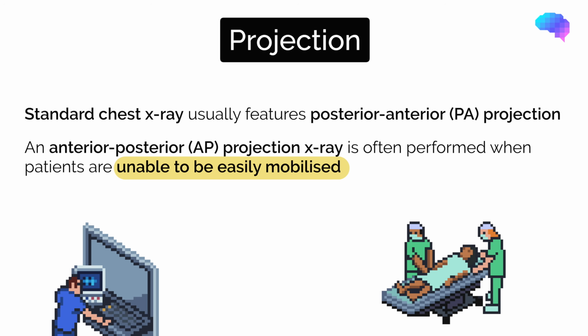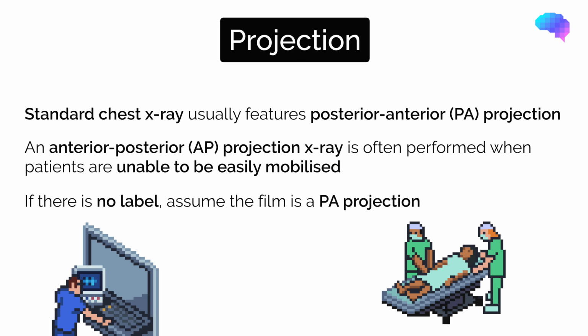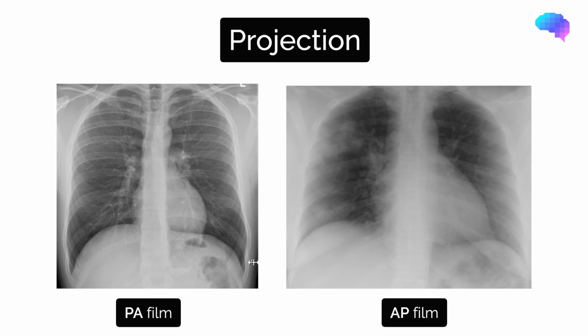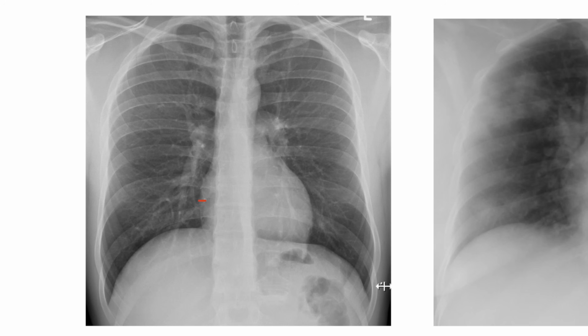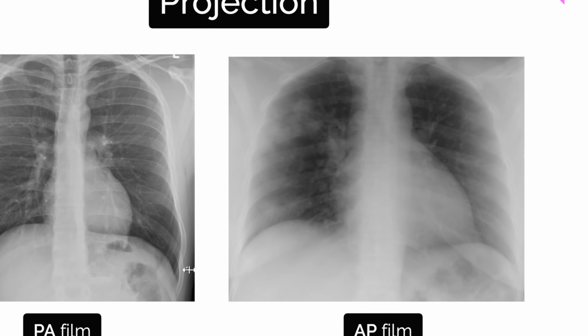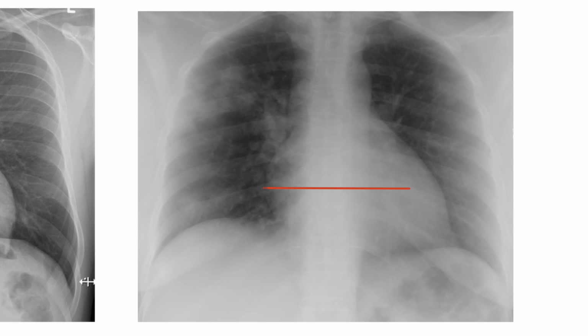Look out for a mobile label on a film, as this is likely to indicate an AP film. Alternatively, any plain film which does not mention AP, assume this was performed in a PA projection. PA projection is the standard as this allows for the most accurate assessment of the cardiac size and produces the highest quality image. In contrast, an AP film often gives a lower quality image. Avoid drawing any conclusions about the heart size when using an AP film, as the heart size will appear exaggerated.